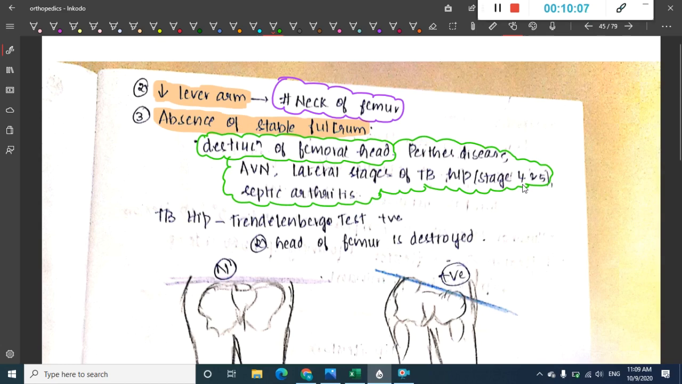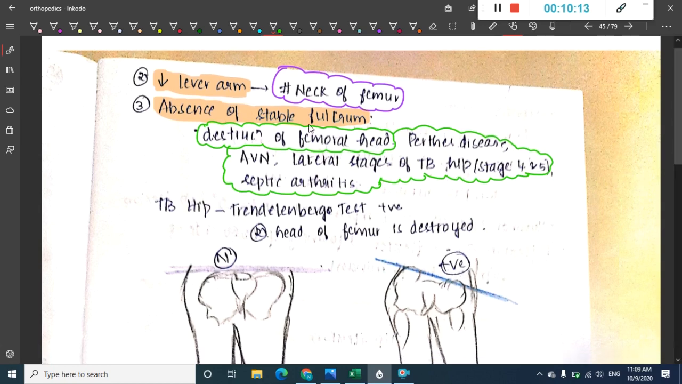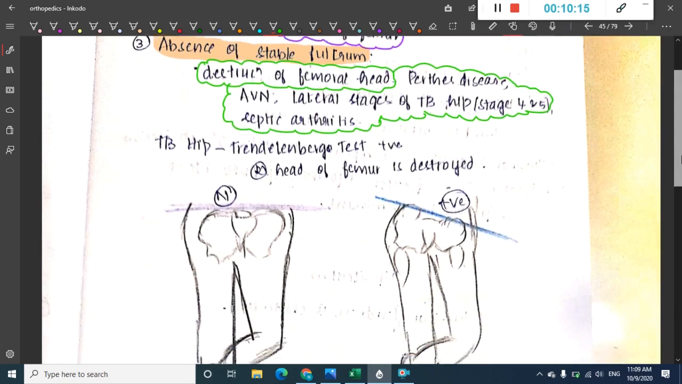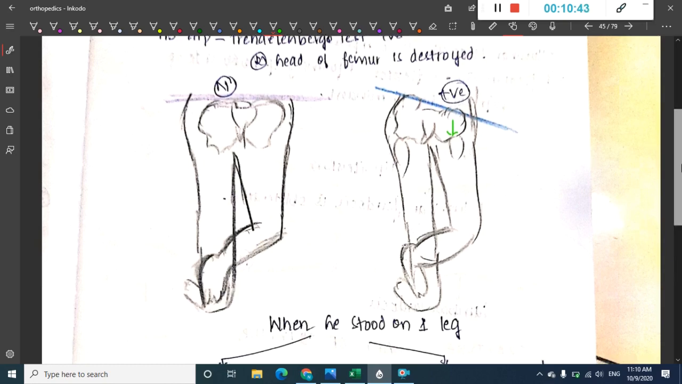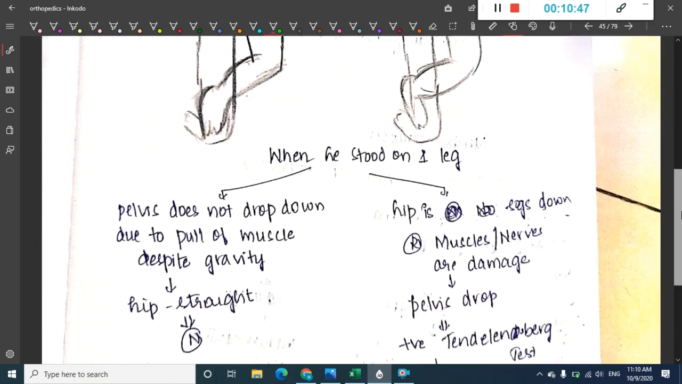So in TB hip, why is Trendelenburg test positive? That is because the head of the femur is destroyed, as we have already said. See, if it is normal, if a person flexes his leg, or lifts his leg from the ground, then both sides of the pelvis are in a straight line. But if he lifts the leg and the side on which the leg is lifted, the ipsilateral side, sags downwards, then we call it Trendelenburg test. So this is normal.